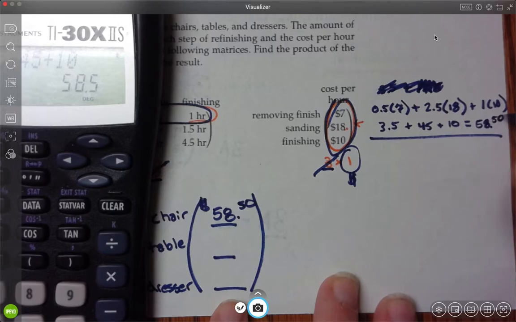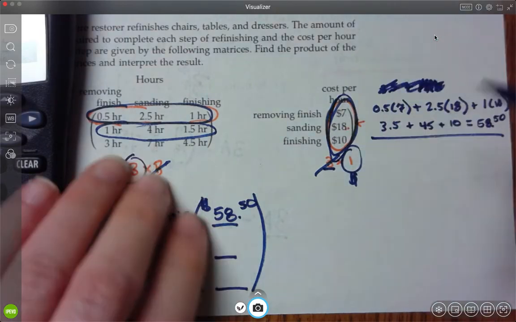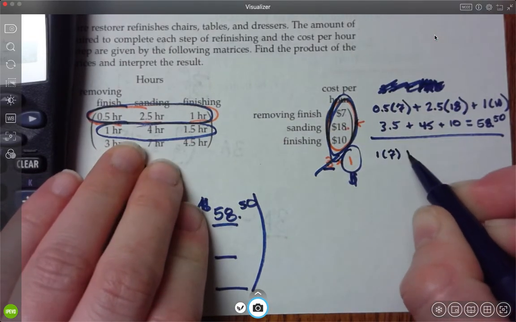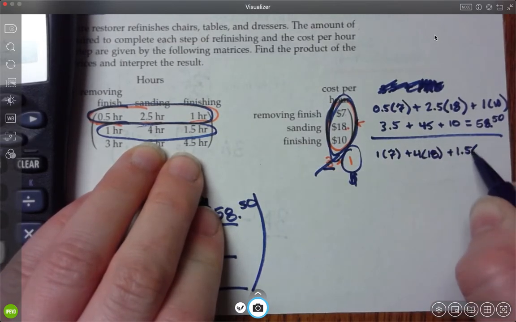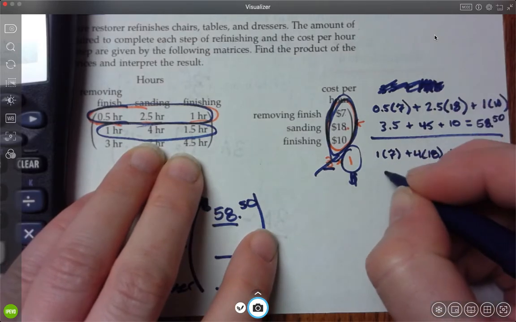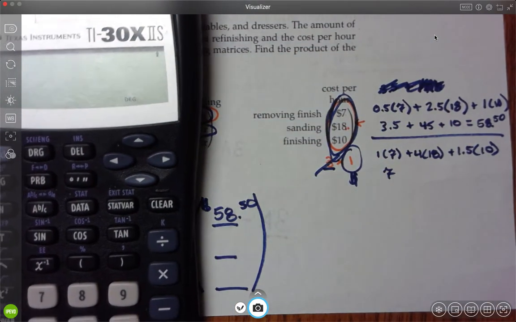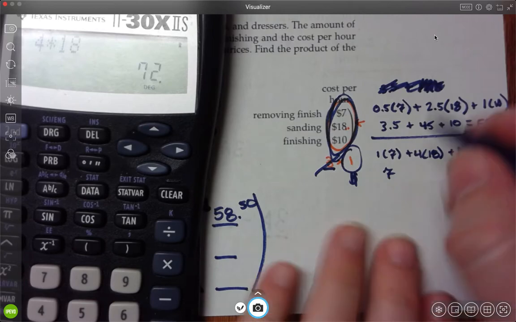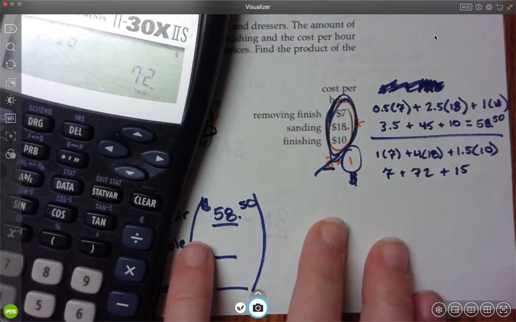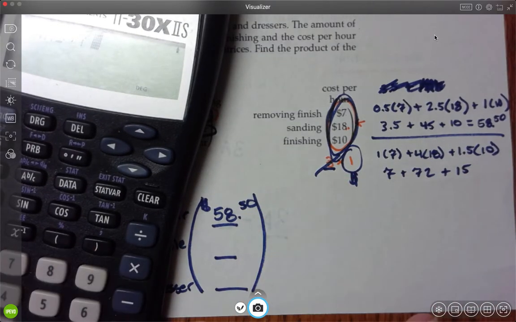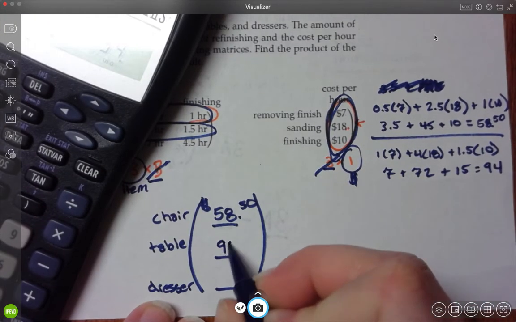Okay, next one, I'm going to do the second row times the first column. So I have 1 times 7 plus 4 times 18 plus 1.5 times 10. 1 times 7 is 7. 4 times 18 is 36 doubled, 72. And 1.5 times 10, don't use a calculator for that, move the decimal, 15. So 72 plus 7 plus 15, that's a total of $94. $94 for the table.